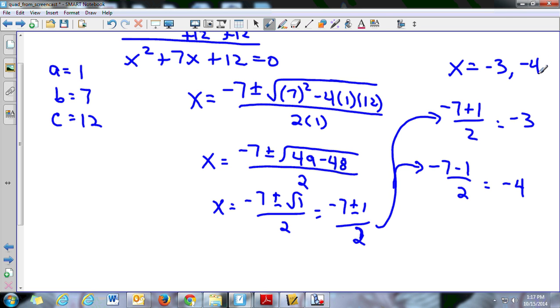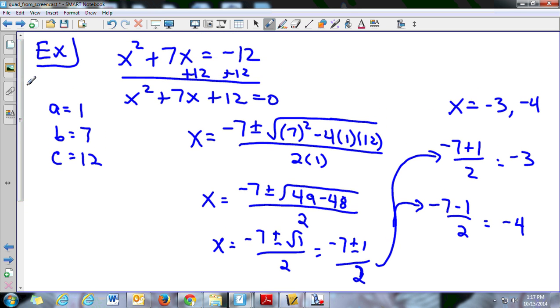And that's it. So that's how you use the quadratic formula to solve quadratic equations, whether your equation's already set equal to 0, or as in this case, not set equal to 0. You've seen what happens when you can take the square root, and when you can't take the square root. If you have questions, go back and look at stuff again. If you have more questions after that, be sure to ask me in class.